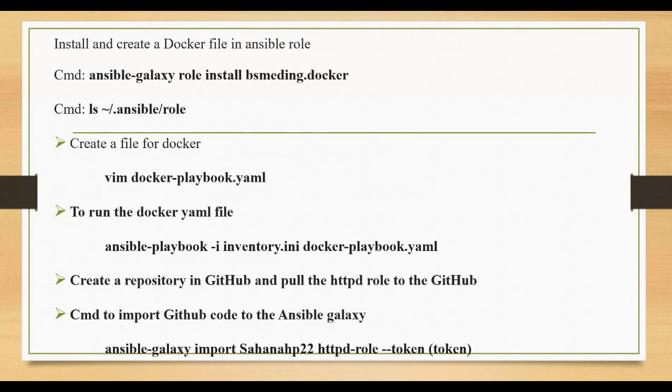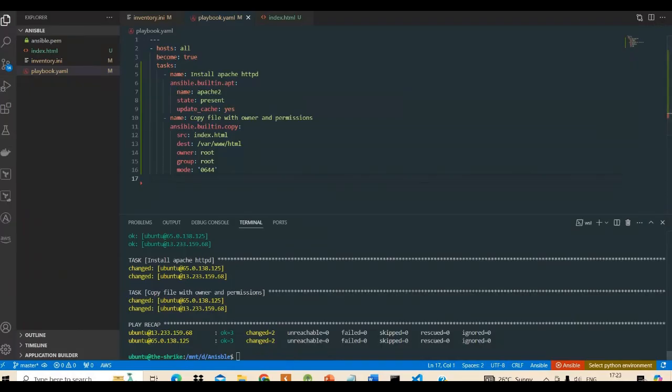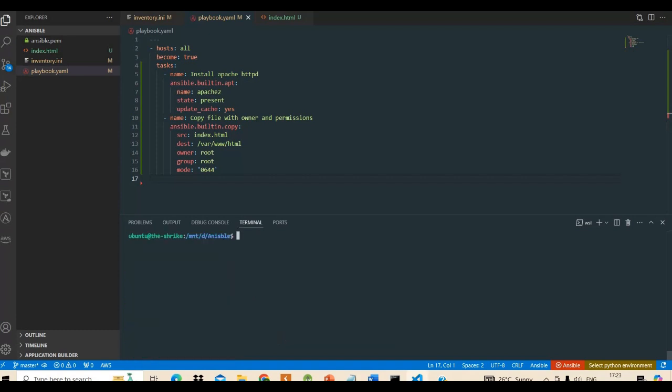So here are some commands. First I will go to the Ansible roles directory. The command ansible-galaxy role init httpd is used to create a role called httpd. Here we can see the role httpd was created successfully.